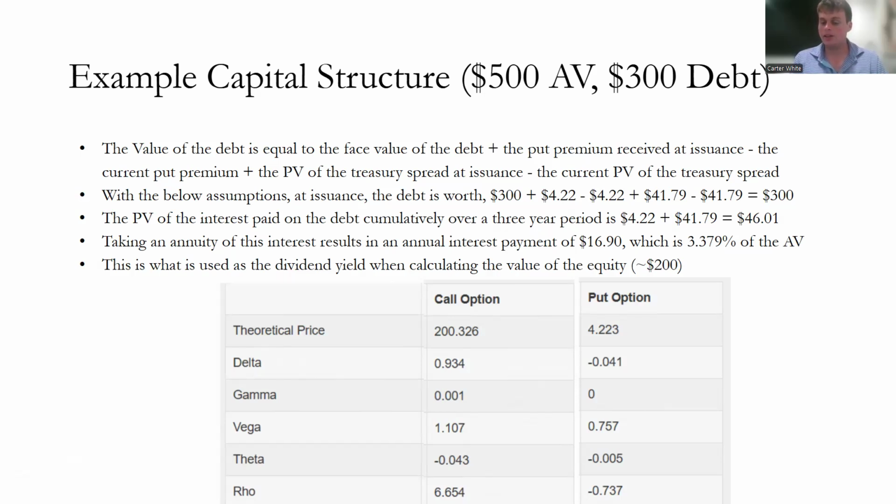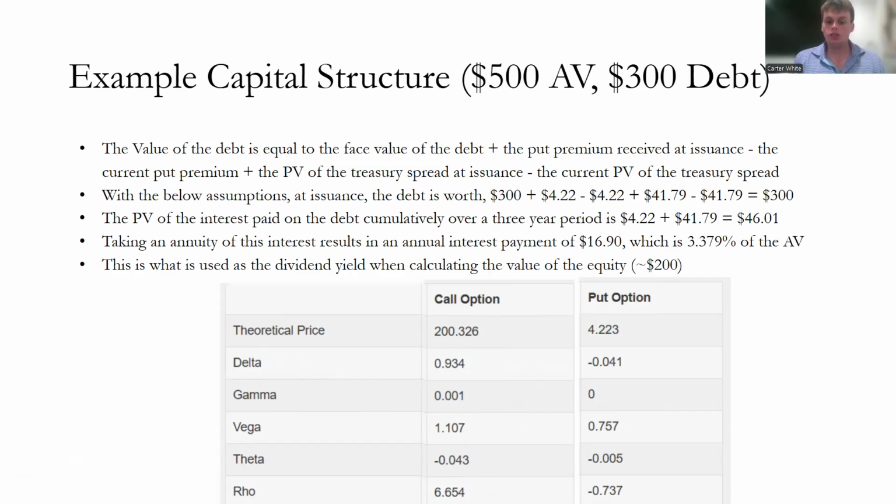This put is likely never going to expire in the money, so I'm really hopefully never, in most instances, going to be exposed to losses because I'm selling this put. So the premium overall is pretty low that the creditors are in effect selling.